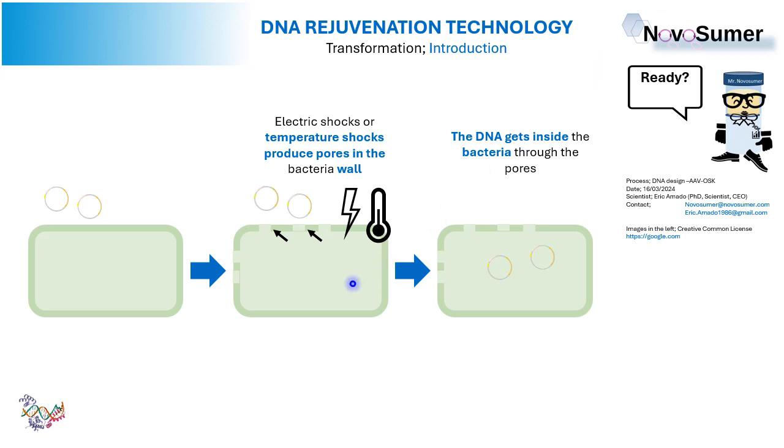That is great, right? We can use this phenomenon to insert the DNA inside the bacteria cells. Well, in Novosumer, the heat shock method has been selected. It is cheaper than the electric shock method, and the performance is similar. Plus, besides the price, the cells recover quicker from the shock. Okay, easy, right?